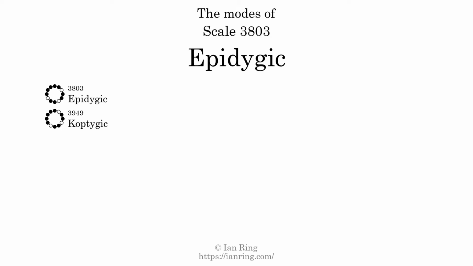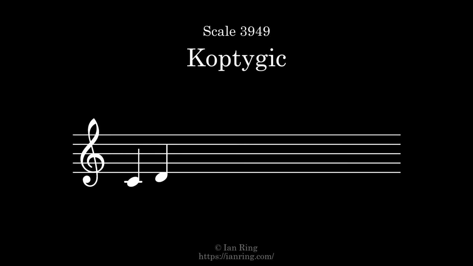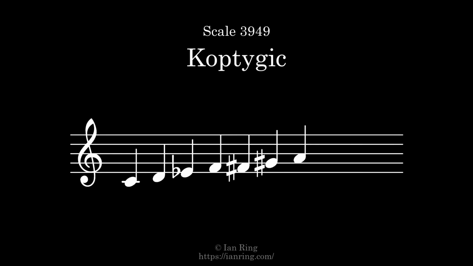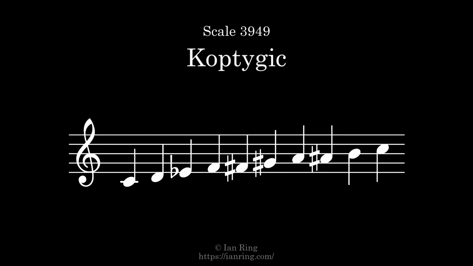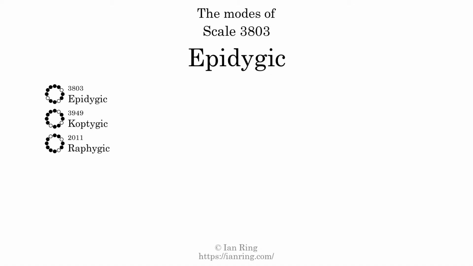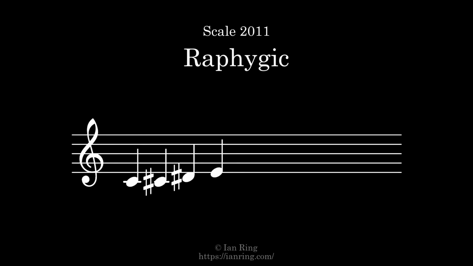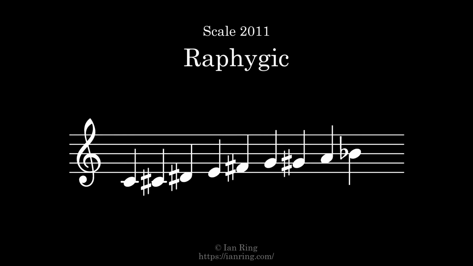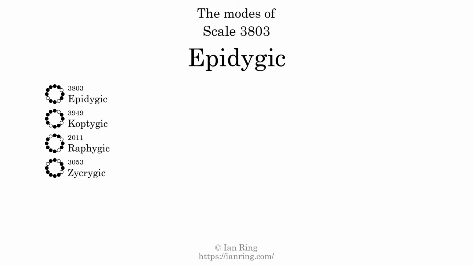The second mode is scale 3949, also known as Coptagic. It sounds like this. The third mode is scale 2011, also known as Rufagic. It sounds like this. The fourth mode is scale 3053, also known as Zycrigic. It sounds like this.